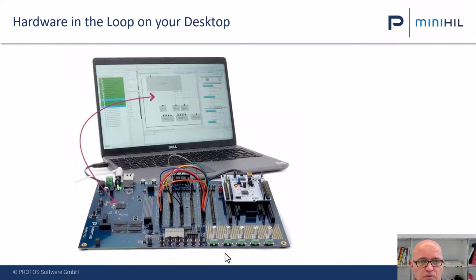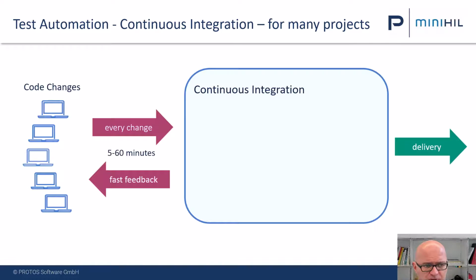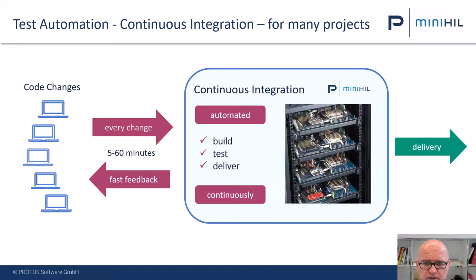So hardware in the loop on your desktop, that's what it looks like. You have a mini HIL board attached to your laptop, and that's it. You model the test cases and you execute the tests and the simulation. So that's a typical setup for one project or one developer, maybe with 2 or 3 projects on his desktop. If you have a bigger team or bigger projects with more developers, or if your development team is distributed, so worldwide, location-wise distributed, you want continuous integration. This helps a lot. So every code change is built, tested, and delivered within minutes.